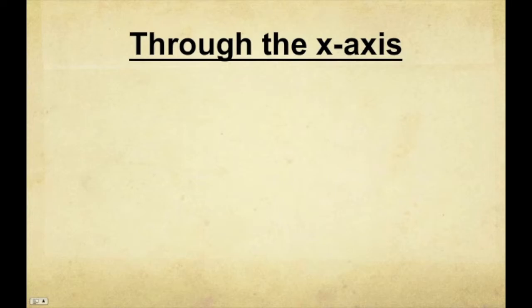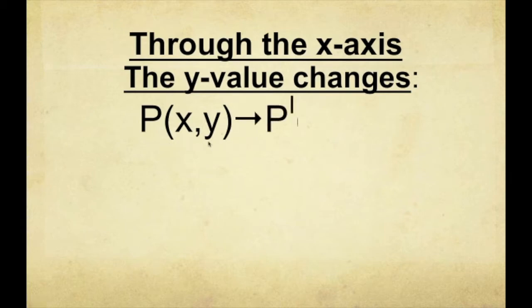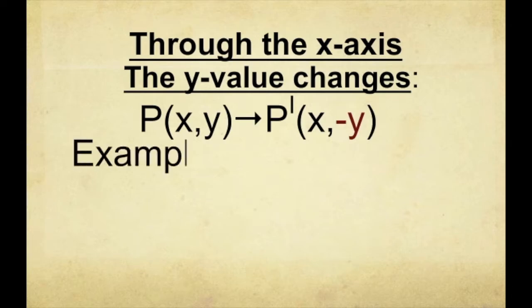So how do we reflect through the x-axis? When we reflect through the x-axis, the y value changes. Here's what I mean. The notation, our point P at the point (x, y) is going to become P prime at (x, negative y). So the y value changes to its opposite. And the reason why is because the x-axis acts as a mirror. And what's changing is the location of our y. Because our line goes across, we're going to change the way it looks up and down. So let's take an example.